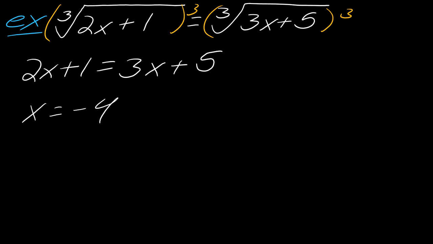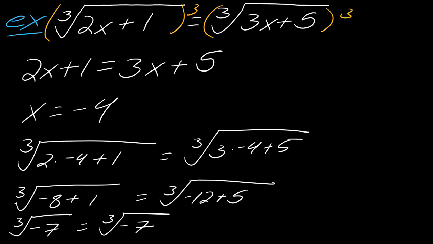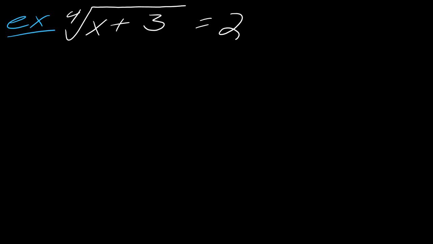If I check it real quick, I get that both sides will equal the cube root of negative 7. I showed all my work here, so if you want to pause the video to double check it, you can, but it's pretty straightforward and there's no problem with this particular solution.